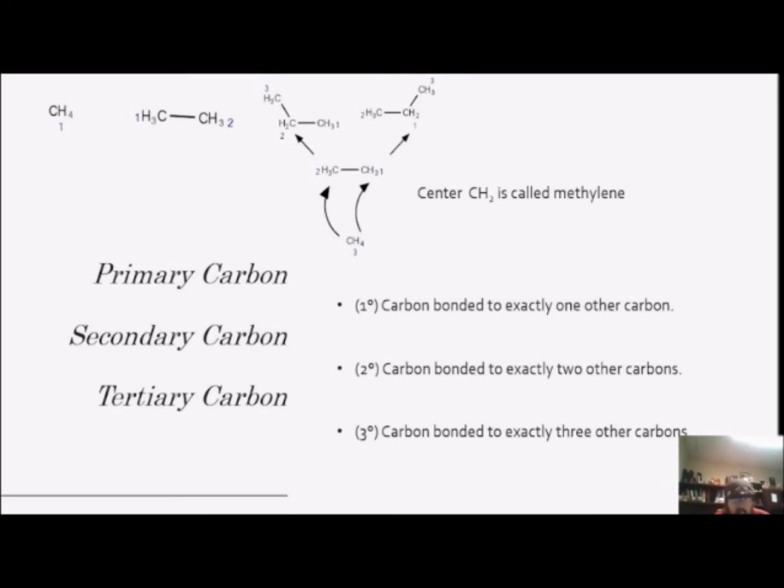When we talk about primary, secondary, and tertiary, we're talking about how many carbons are attached to a specific carbon. So a primary carbon is a carbon bonded to exactly one other carbon. A secondary carbon is bonded to 2 carbons. So that center carbon would be considered secondary. A tertiary carbon is bonded to exactly 3. Now, there's none shown in this picture, but we'll see some later. And a quaternary carbon, which we won't really see because it's very uncommon, would be a carbon that's bonded to exactly 4 other carbons.